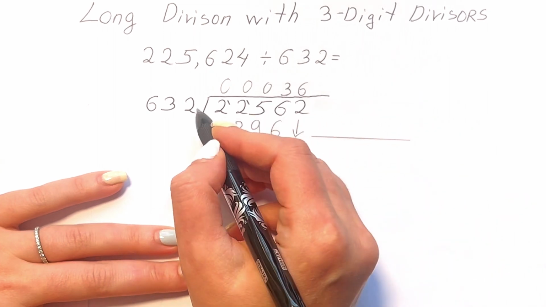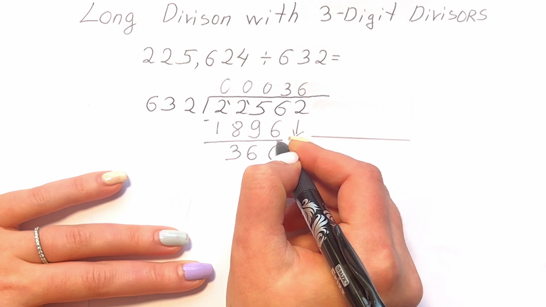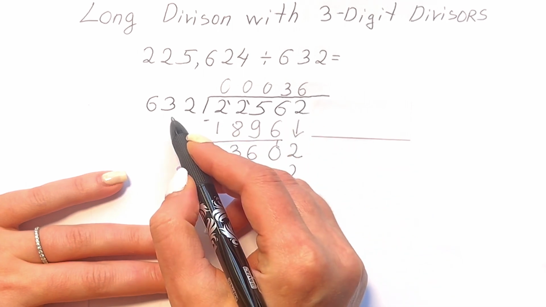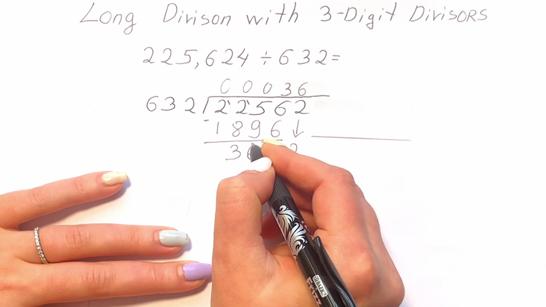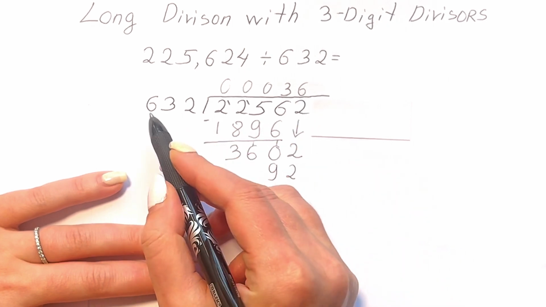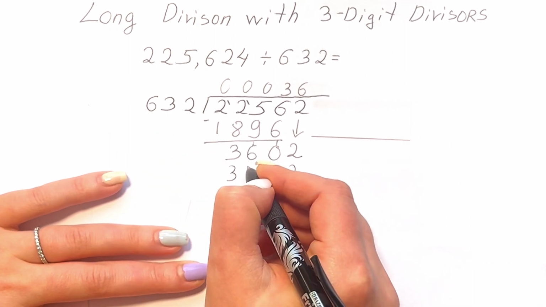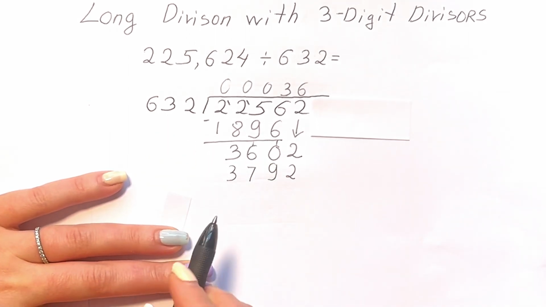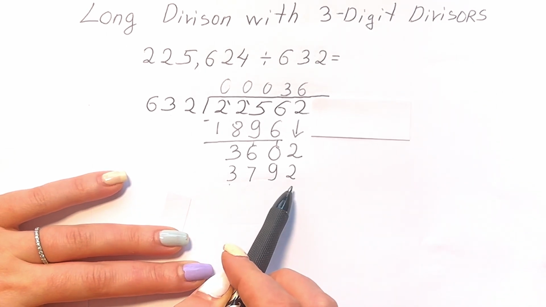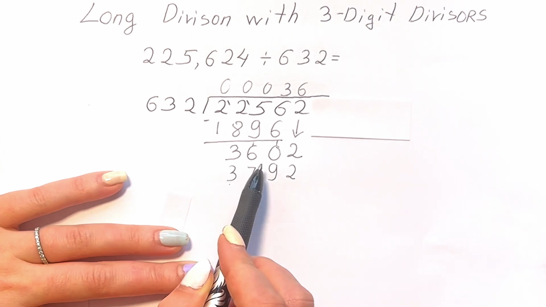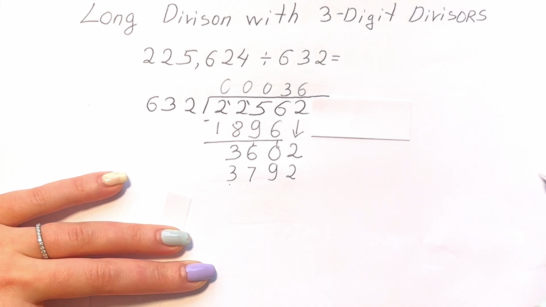Okay. 6 times 2, 12. I'm gonna put the 2 and carry 1. 6 times 3 is 18. 1 more will be 19. I'm gonna put the 9 and carry 1. 6 times 6 is 36. 1 more will be 37. Okay, if you can see here, 3,792 is bigger than 3,602. It means our imaginary number 6 is not working.